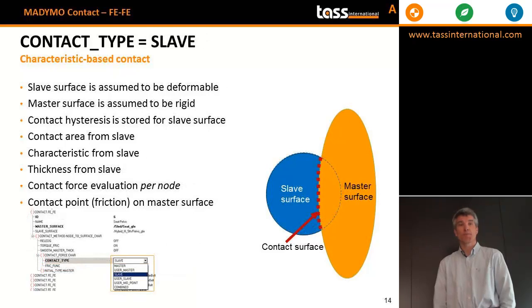In slave situations, the characteristic is taken from the slave. So the slave is considered as deformable and the master is considered as rigid. Again, the contact area is derived from the slave. However, in this case, the thickness is taken from the slave side.